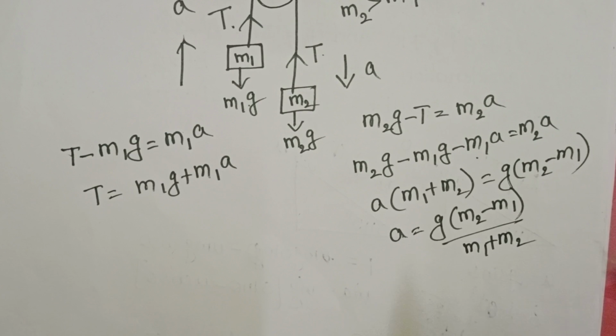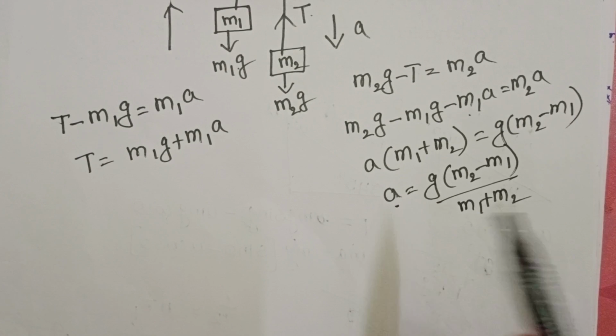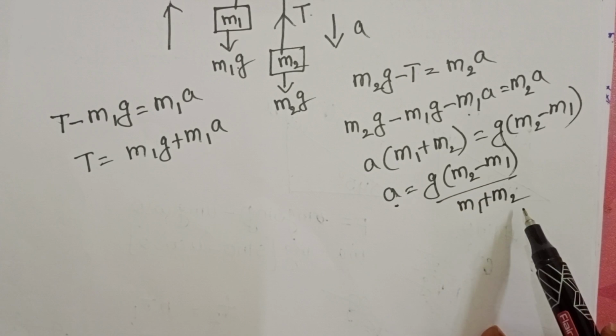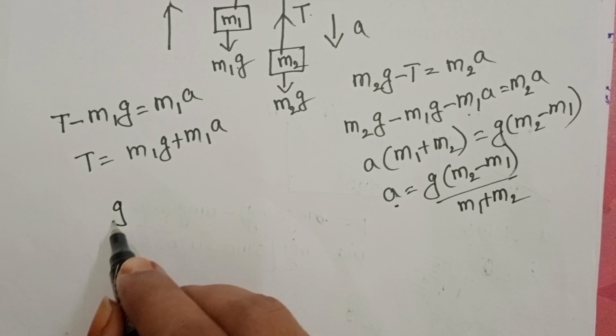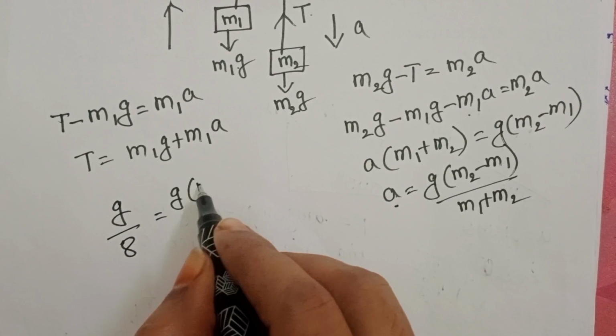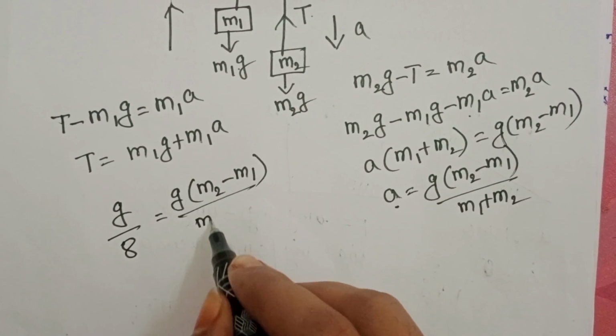Remember this formula in case of the Atwood's machine. Acceleration of the system is equal to the difference of the weights of the two blocks by the sum of the masses. This is the formula. Now the given acceleration is g by 8. g by 8 equals g into m2 minus m1 by m1 plus m2.